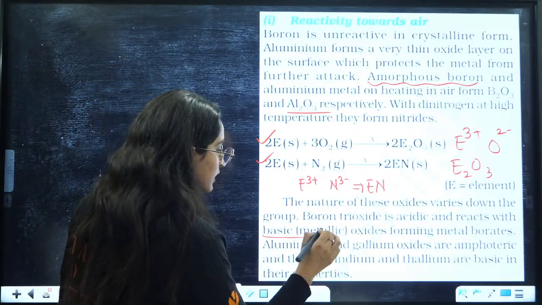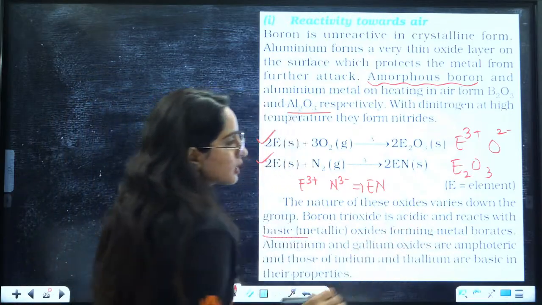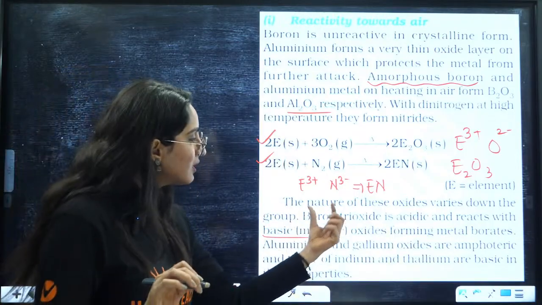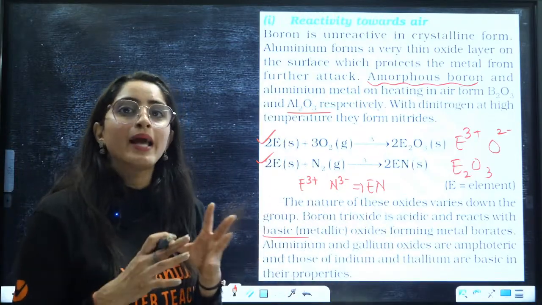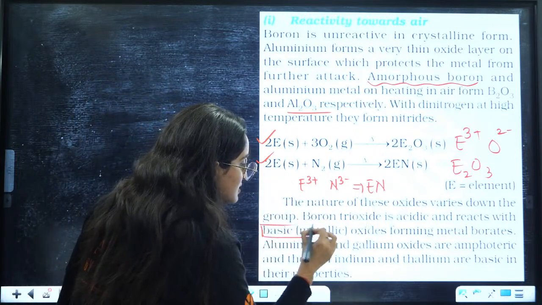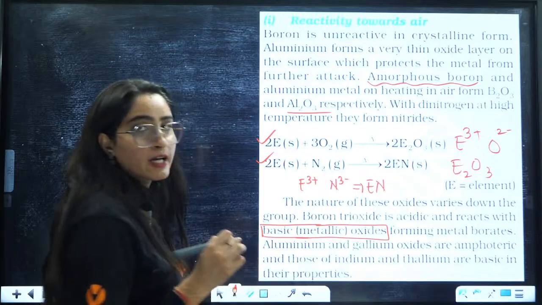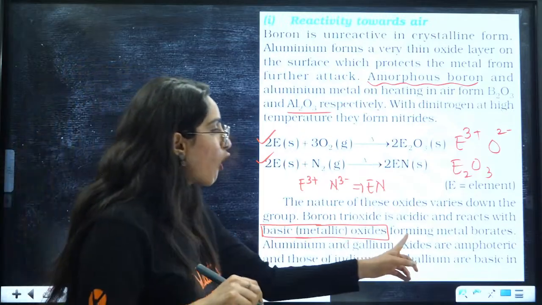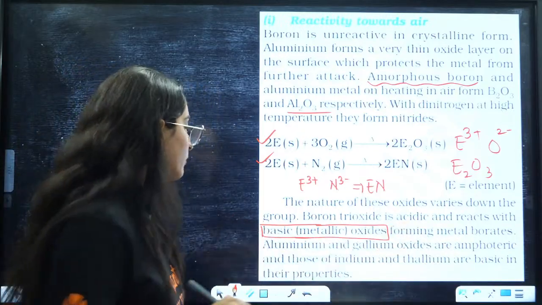Reacts with basic oxides forming metal borates. Now they are saying that boron trioxide will be acidic because boron is a non-metal. When they are reacted with basic oxides, that is metallic oxides, they will form metal borates.